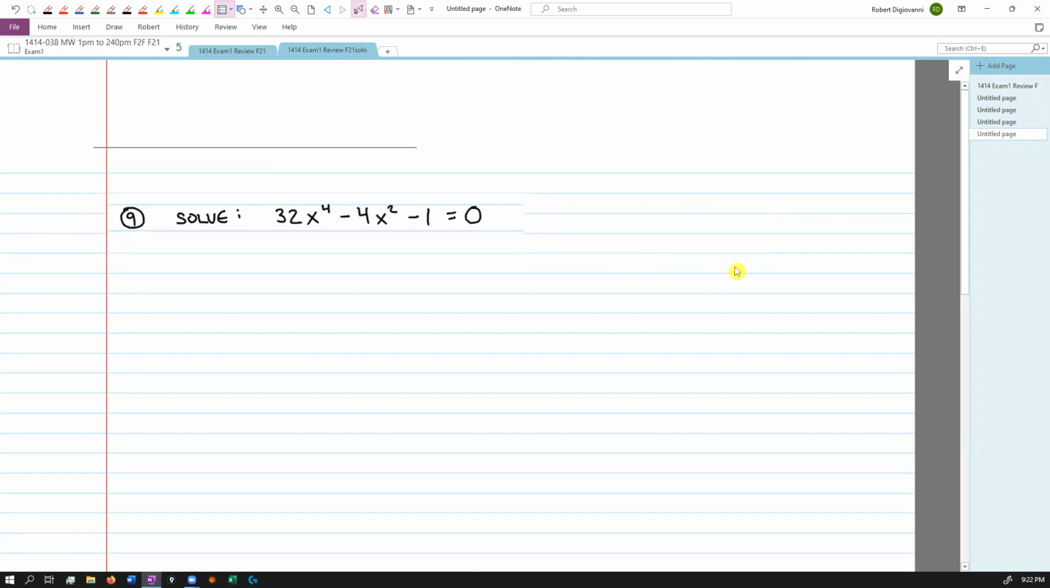All right, so this is a problem where it looks kind of like a quadratic. What we need to see is that we could rewrite this as 3x squared minus 4 times x squared minus 1 equals 0. And then we can make a substitution that u is equal to x squared. If we make that substitution, we can rewrite the problem as 3u squared minus 4u minus 1 equals 0. And that's a little bit more like a quadratic. So we try and factor it here.